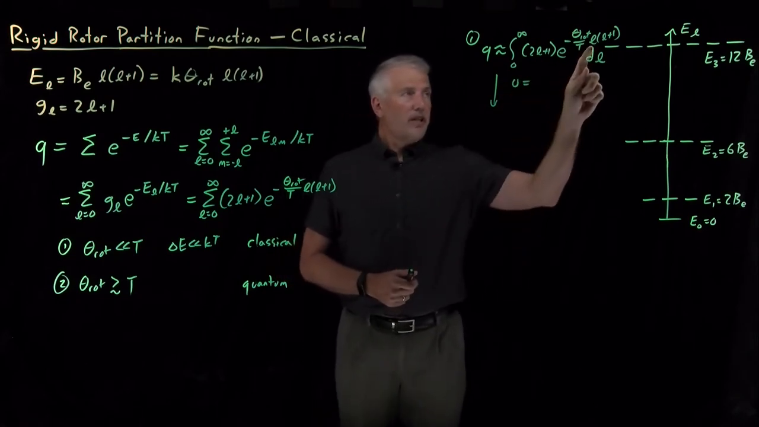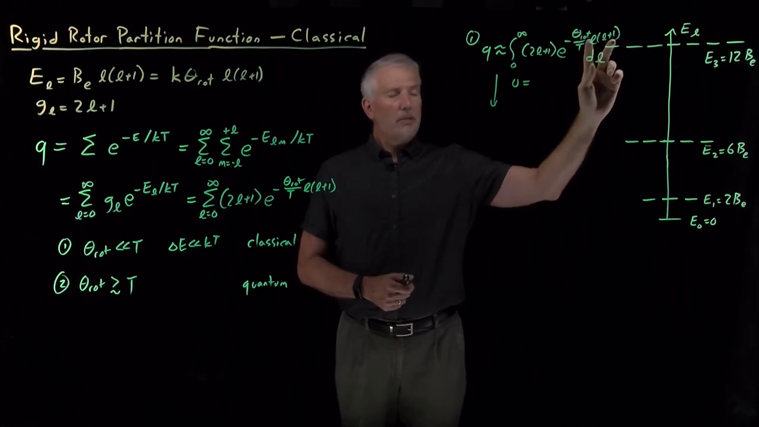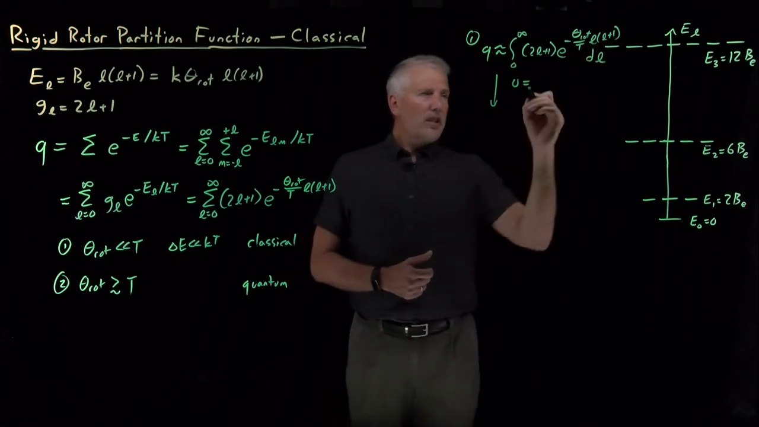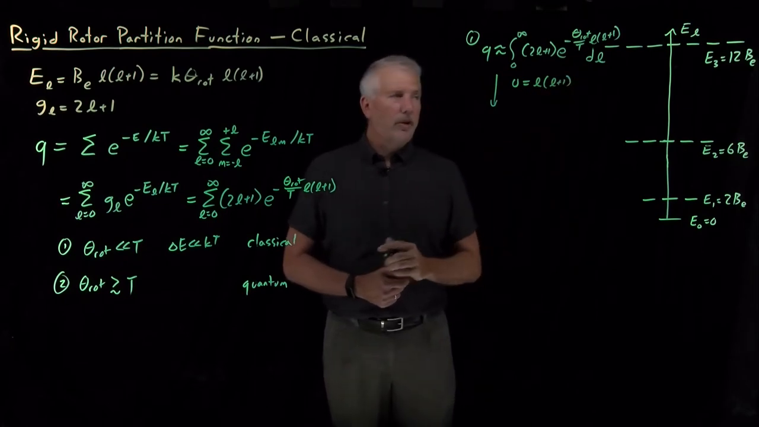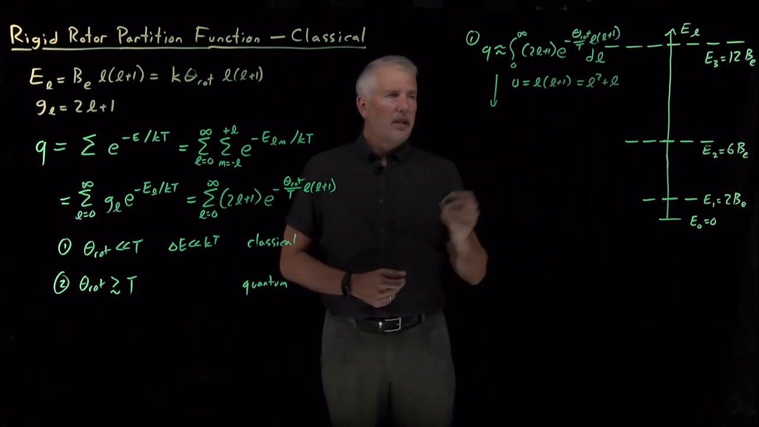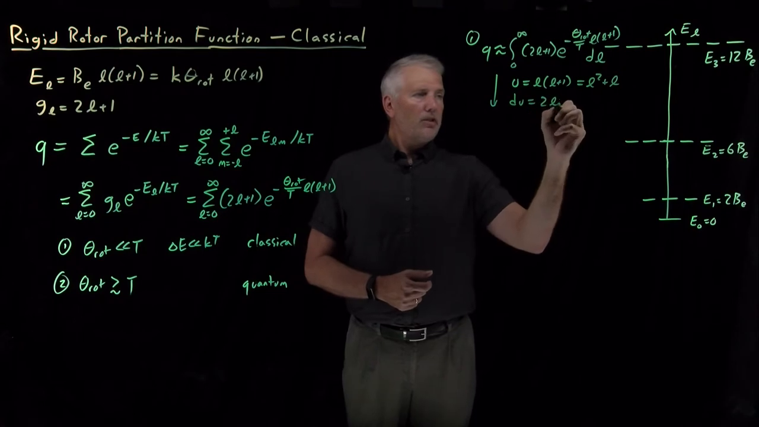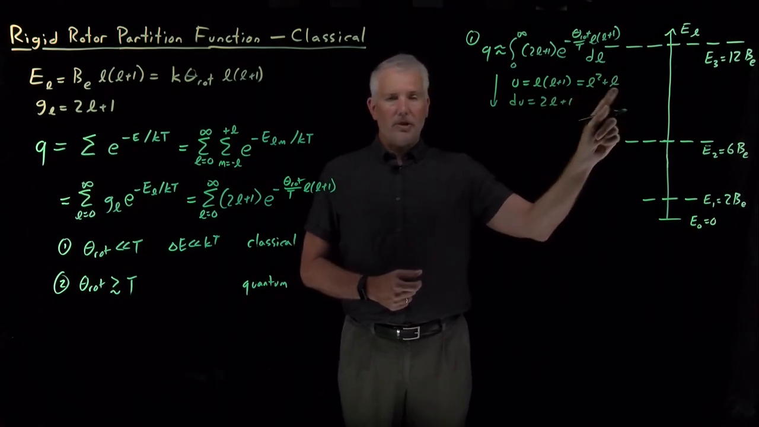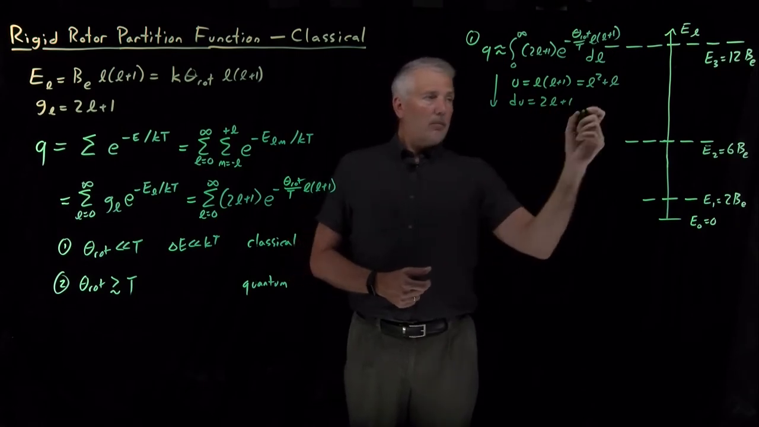The inconvenient thing is this L squared up in the exponent. L times L plus 1, that's the same as L squared plus L. So let's let u be L times L plus 1 to see if we can get rid of it. That's the same as saying it's L squared plus L. When I make that definition, du will be 2L plus 1. The differential of L squared plus L is 2L plus 1 multiplied by dL.